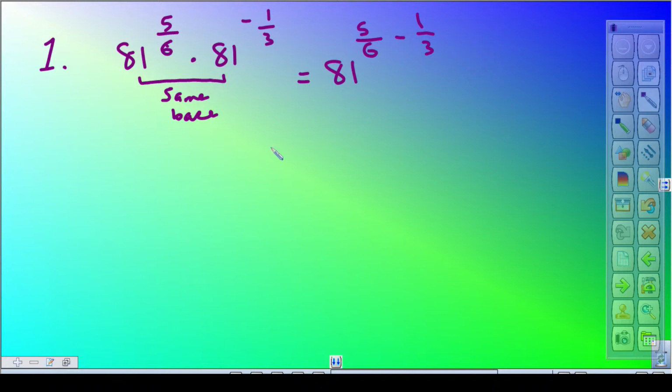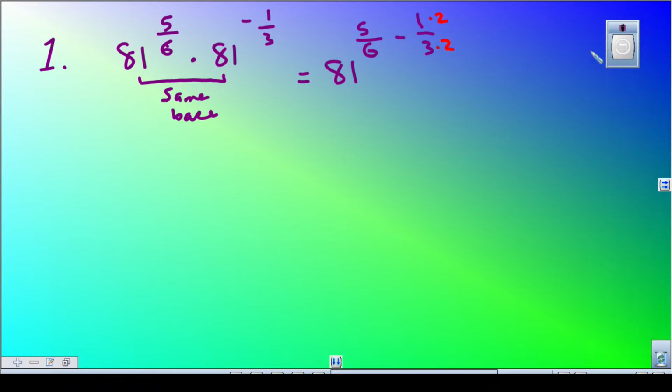So now you have to have a common denominator here. This dude has to be multiplied by 2, which now means I have 81 and I have 5/6 minus 2/6. And this would give me 81 raised to 3/6. Well, 3/6 is 1/2.